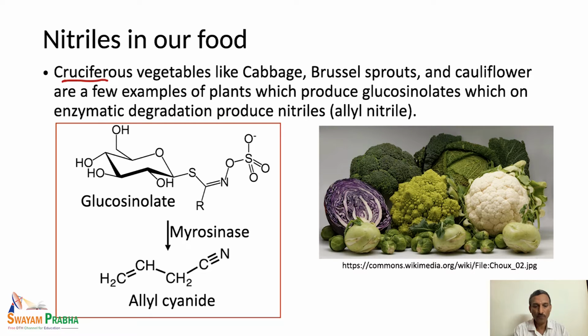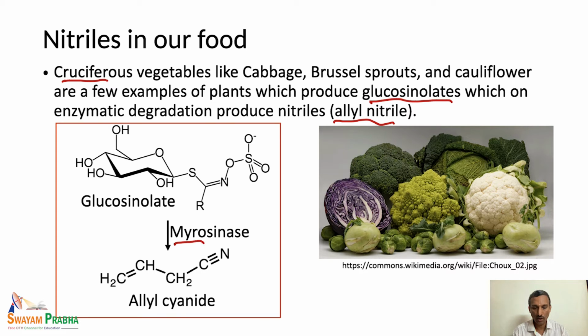Mainly the cruciferous vegetables like cabbage, Brussels sprouts, and cauliflower, etc., are some of the plants which produce glucosinolate, which on enzymatic degradation produces nitriles. Basically allyl nitrile is the one which is produced when these vegetables undergo metabolism in our body.